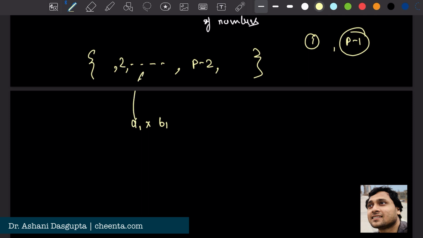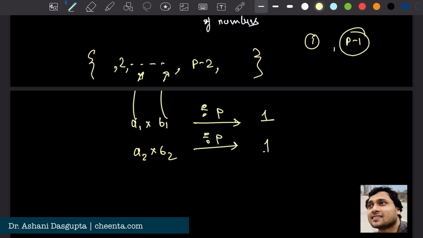A1 and B1 comes from this list. Similarly, A2 and B2 comes from this list, and all of them produce remainder 1. This product produces remainder 1 when divided by P. So you can just pair them up to, let's say, AK and BK. Actually, you can write down how many pairs there will be. There will be P minus 2 over 2 pairs, right?